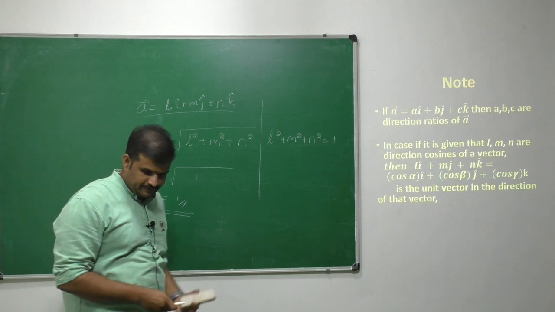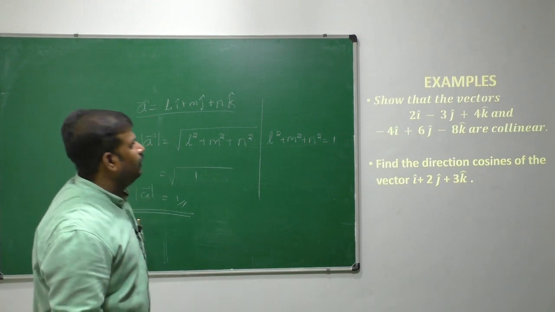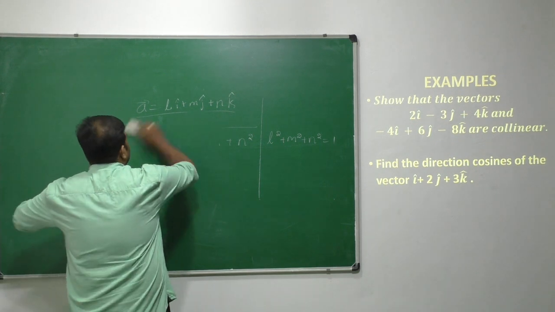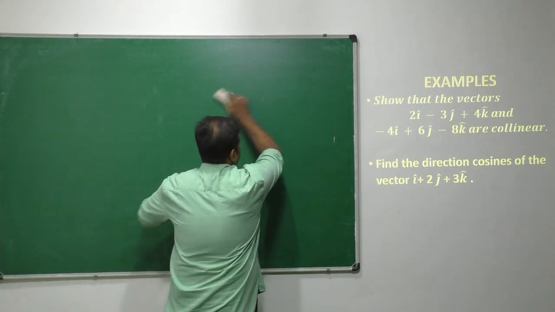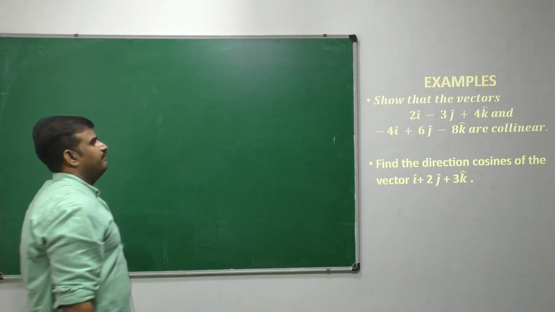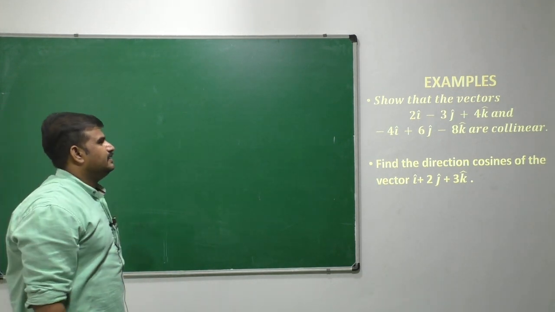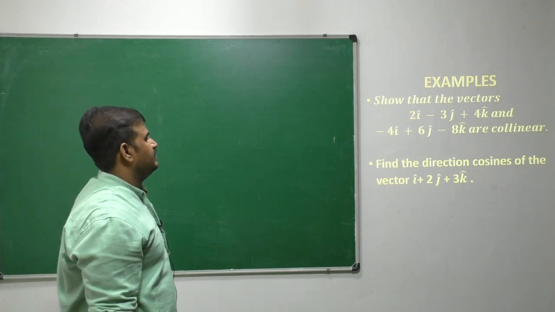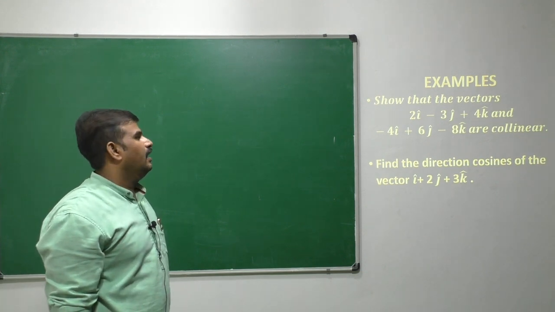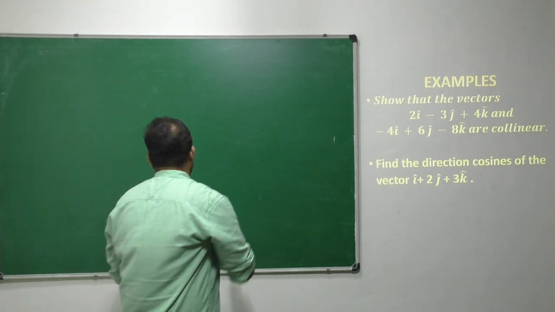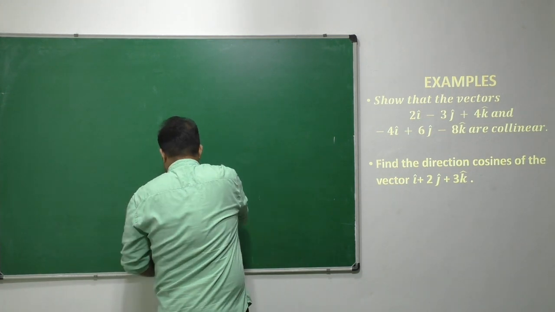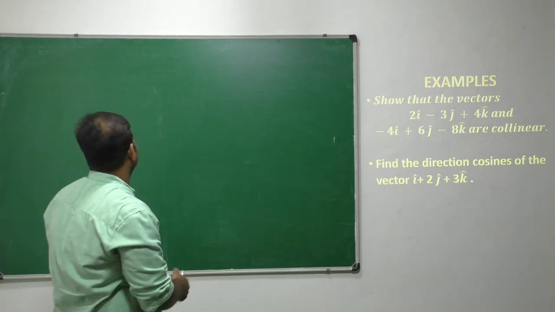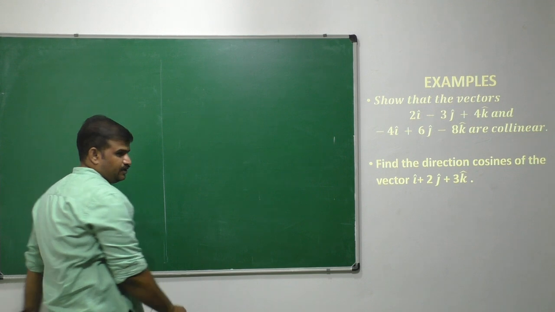So next are examples. Now we'll move on to some examples. Show that the vectors 2i cap minus 3j cap plus 4k cap and minus 4i cap plus 6j cap minus 8k cap are collinear. We have to show that these two are collinear. You know the definition of collinearity.